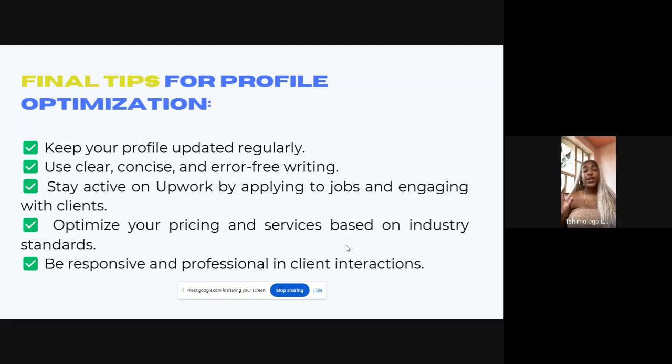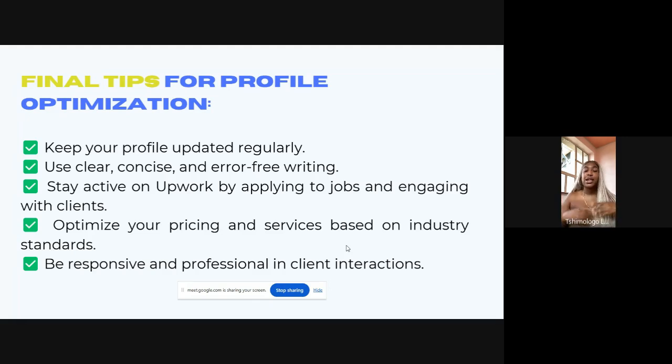So make sure that your profile looks presentable in the best way, optimizing your pricing and your services based on the industry standards. Two of the things that I did mention that Upwork allows you to do is to boost your profile. You pay for that.